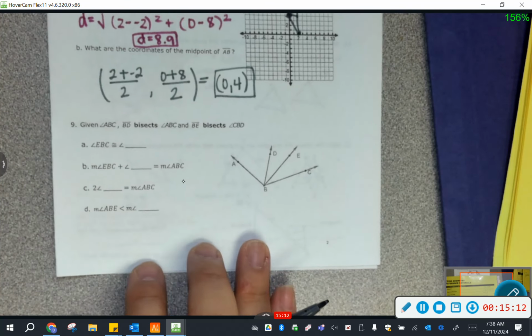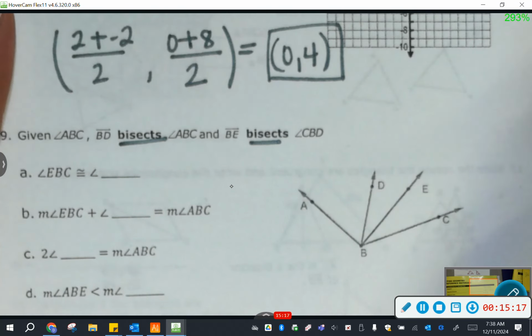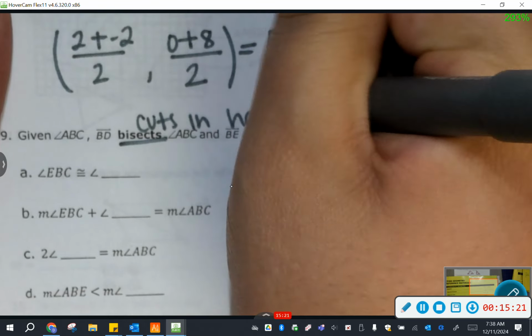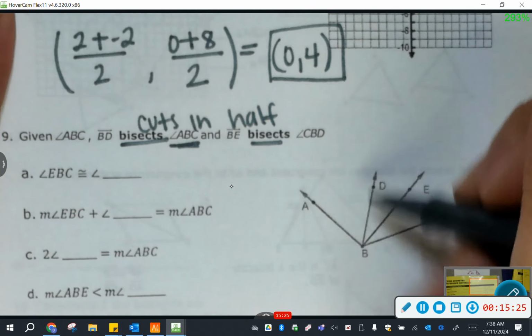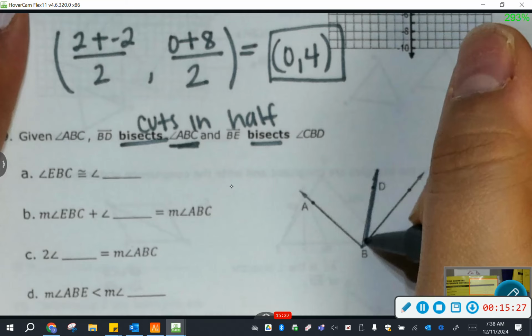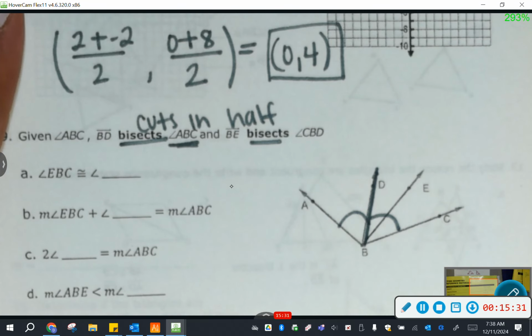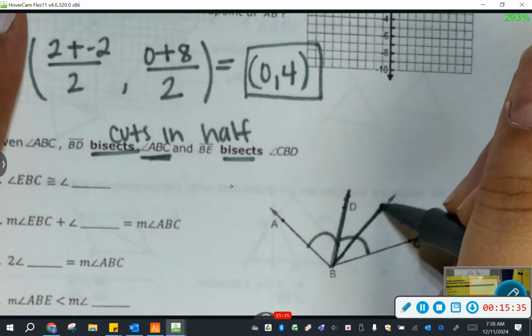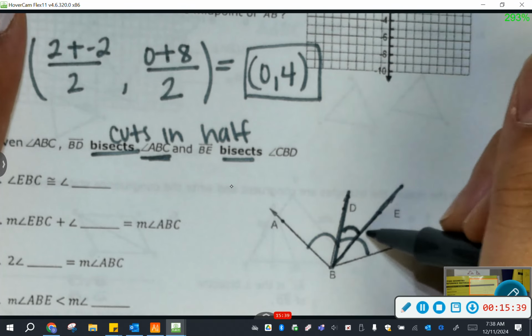What does this word bisect mean? Cuts in half. Anytime you see bisects, you need arches. So ABC is cut in half by BD. Do an arch here and an arch here. BE cuts in half BD, so these are the same two.